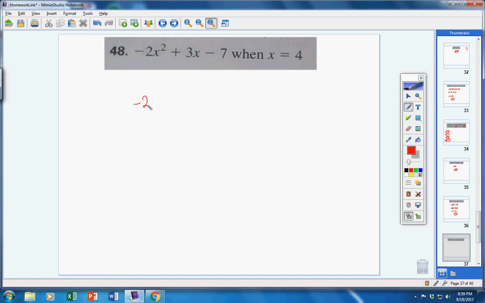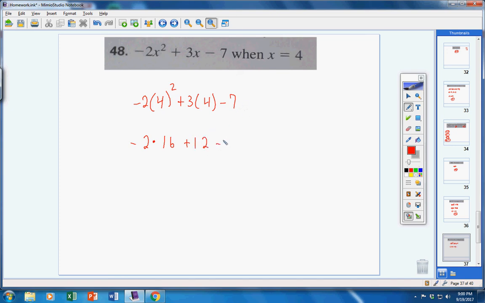I have a negative 2. Then parentheses. For the x, I'm going to substitute 4. Then I have a positive 3. Then x, I'm going to substitute 4 for x. Now here we go. The negative 2 is right next to the 4, so we know they're multiplying, so negative 2 dot 4 squared is 16. 3 times 4 is positive 12.